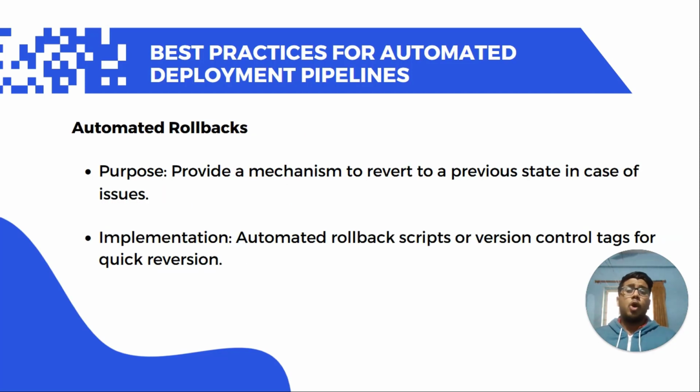Next is automated rollbacks. What is the purpose? To provide a mechanism to revert to the previous state. Sometimes a new feature doesn't work, so you can roll back to the previous version.